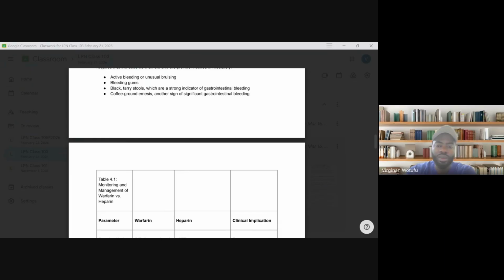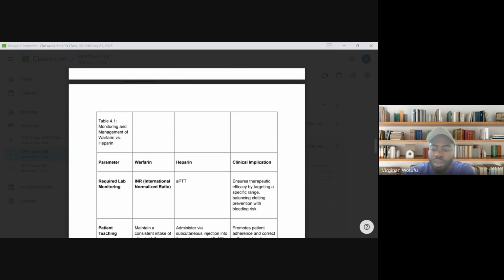Yes. So with heparin, like you earlier said, it's mostly given IV or subcute, and it's a fast-acting anticoagulant. So before or during administration, you're supposed to monitor the what? The APTT, right? Activated partial thromboplastin time. And like you said, the antidote, protamine sulfate.